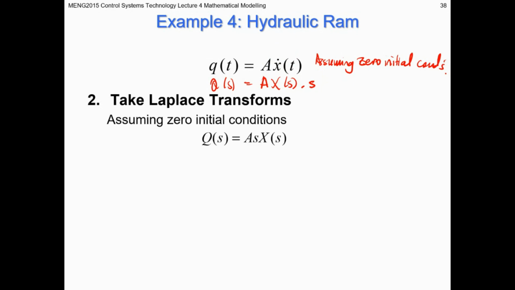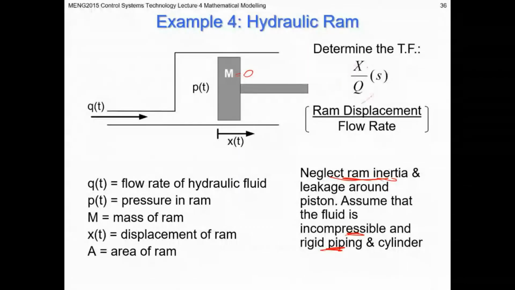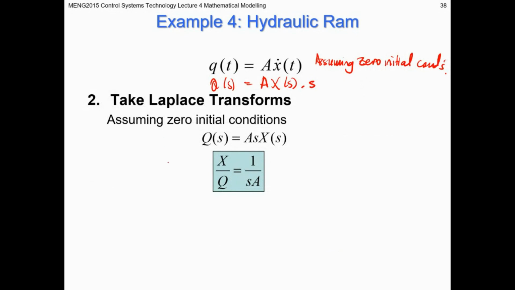So that's our Laplace transform, and that actually gives us the answer. Simple as that, because what we're looking for is the output position over the flow rate. Because of the very simplifying assumptions we made, it's an extremely straightforward equation whereby the output over input, x over q, is 1 upon sA, which you could also write as 1 upon A times 1 upon s. I write it like that just to make it easier to see exactly what's going on here.